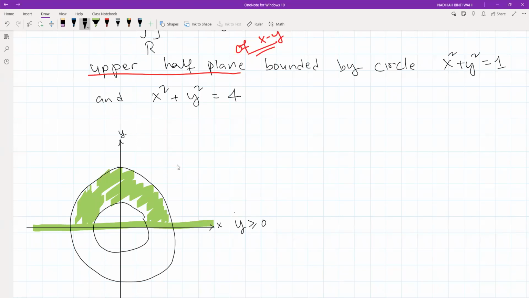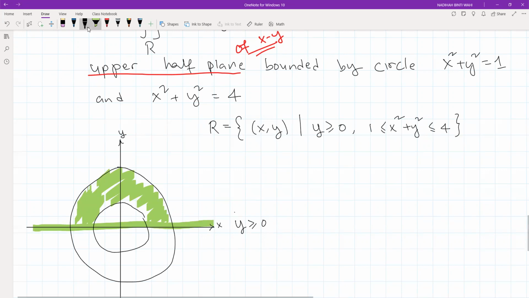Okay, so yang ni dalam bentuk visual. So kalau kita nak tulis the region, R is just in terms of x, y. So y is bigger or equals than 0. Sebab apa? So this one. And then x squared plus y squared is in between 1 and 4. Okay, so this is 1, this is 4. So in between this region.